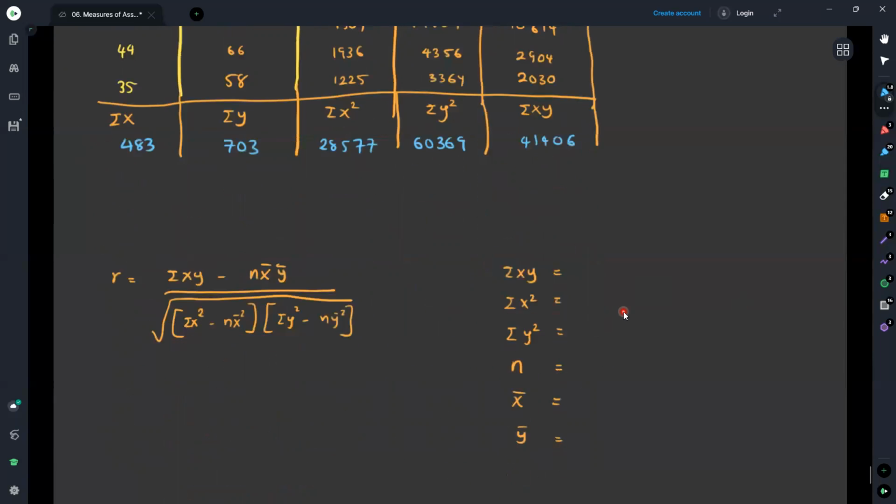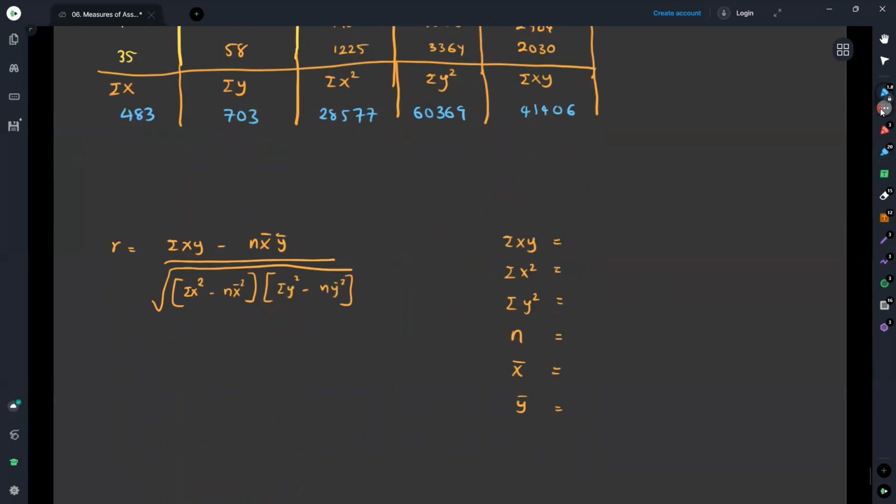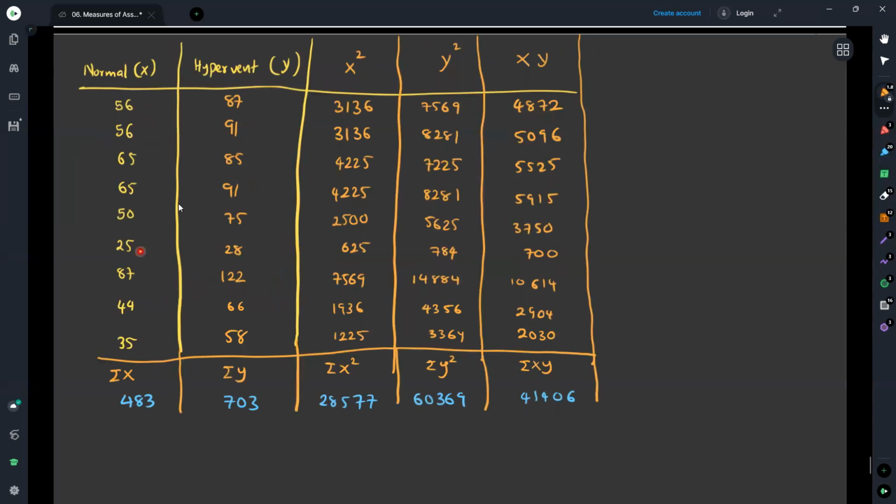Therefore, these are the values that we are getting for the summations, and we need one more value. If we look at the values that we have obtained, summation of xy is 41,406. Summation of x squared, we got it as 28,577. Summation of y squared, 60,369. Then the value of n needs to be found. The value of n we can determine by considering one column.